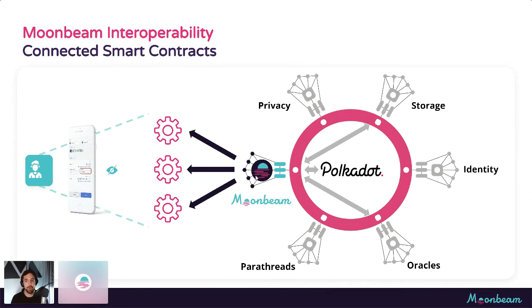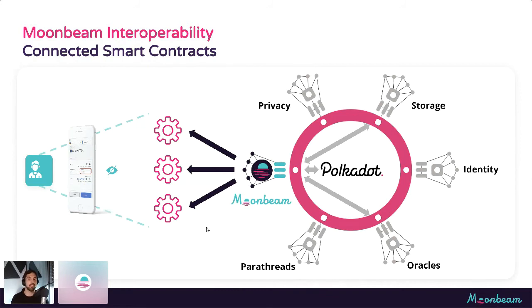So you can have, for example, a DEX that has all the liquidity concentrated on Moonbeam, but then has other deployments on other chains that have minimal logic to handle swapping and so on, bringing the liquidity to Moonbeam.